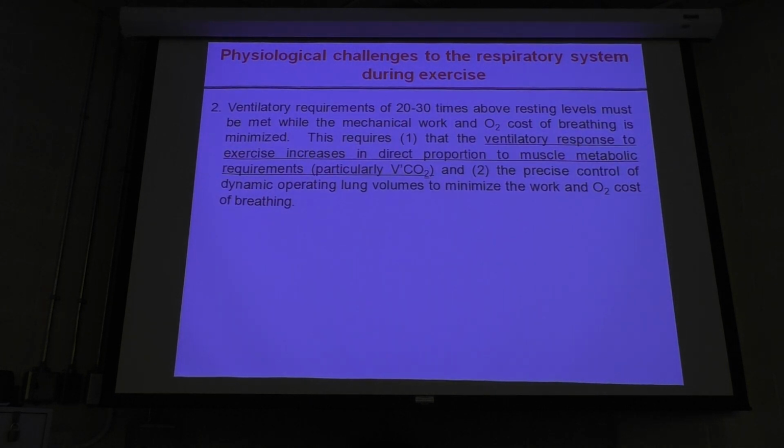Second, the respiratory system has to meet these increased metabolic requirements, which can rise, depending on your level of fitness, 20 to 30 times above rest, while minimizing the mechanical and the oxygen cost of breathing. So this is where it becomes very important how we breathe and where we breathe along that pressure-volume curve, right? Because remember, the change in pressure relative to the change in volume dictates the work of breathing, and a higher work of breathing will require a greater oxygen cost.